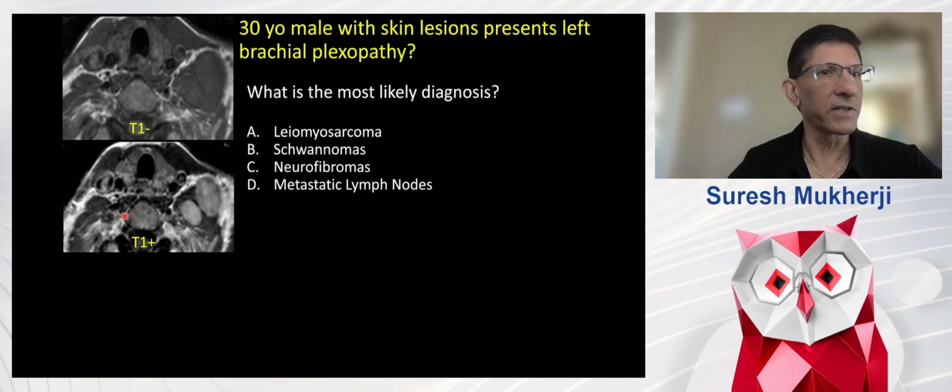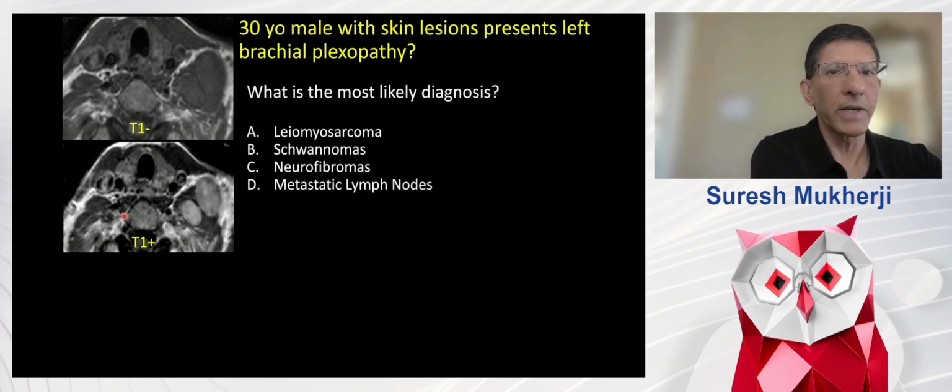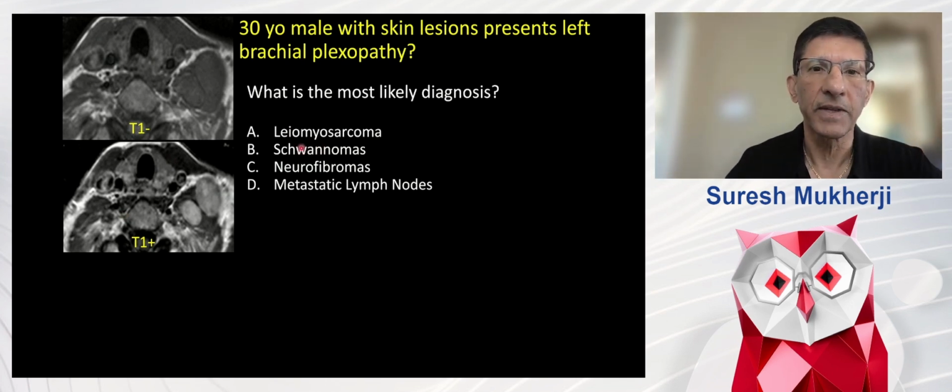So here's another patient. This is a 30-year-old male with skin lesions, presents with a left-sided brachial plexopathy. What is the most likely diagnosis? Is it a leiomyosarcoma? Is it schwannomas? Is it neurofibromas? Or is it metastatic lymph nodes?